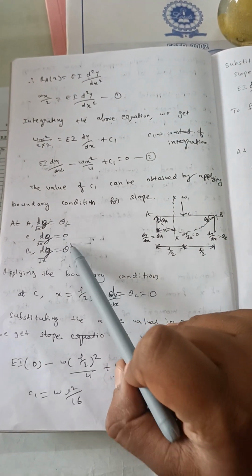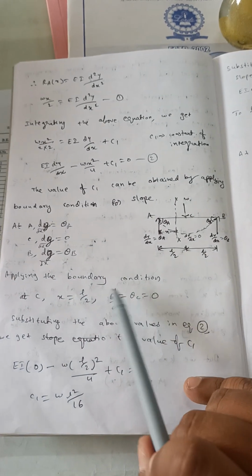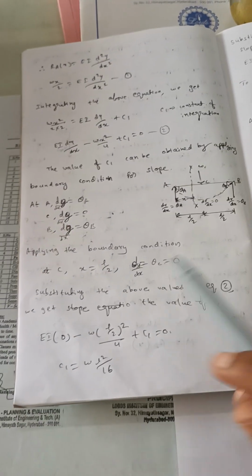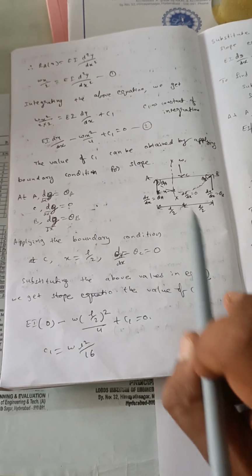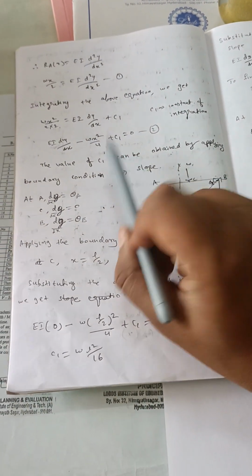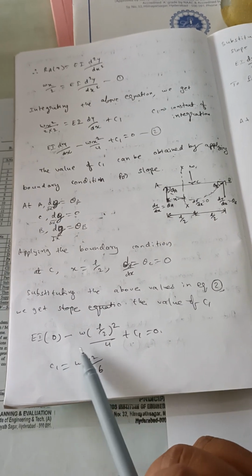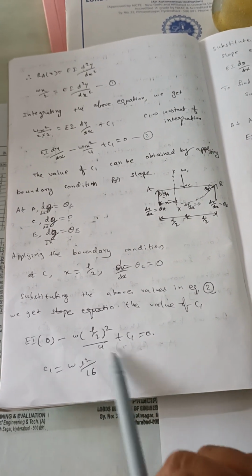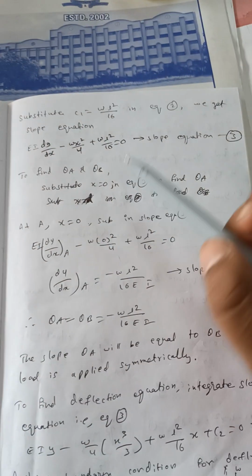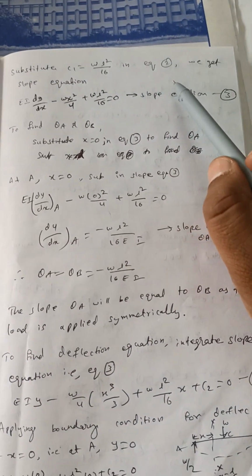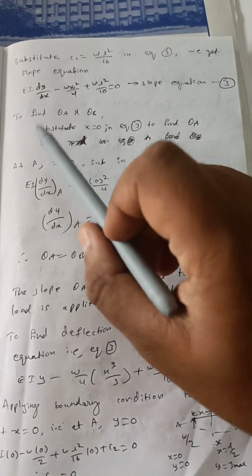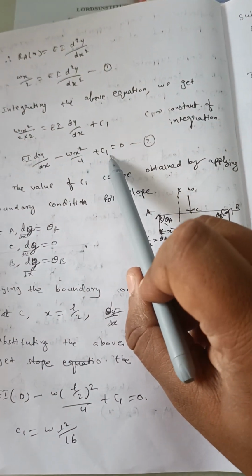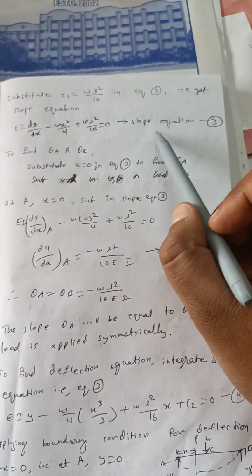Applying the boundary condition at x equal to L by 2, dy by dx equal to 0, and substituting these values in equation 2, we will get C1. So EI into 0 equals minus W into L by 2 whole square by 4 plus C1. So C1 we got as WL square by 16. Substitute C1 equal to WL square by 16 in equation 2, and we will get the slope equation.